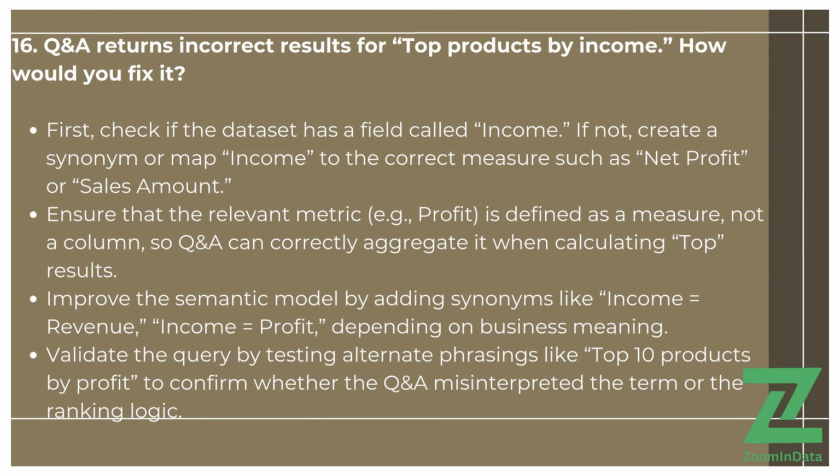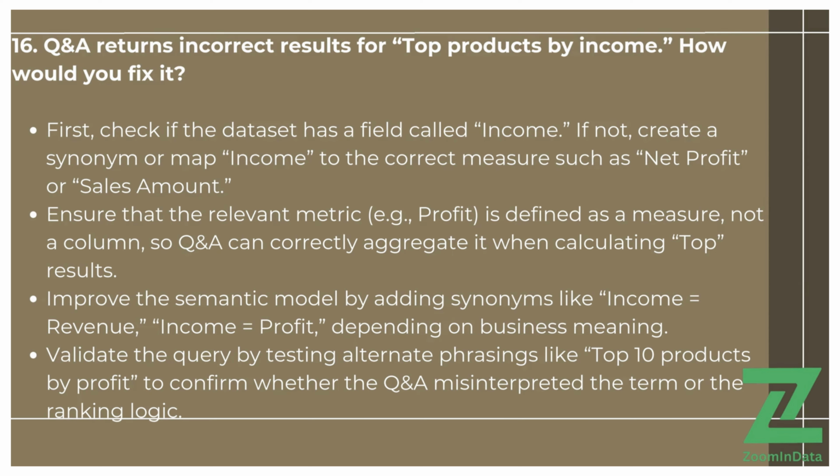16th question. Q&A returns incorrect results for top products by income. How would you fix it? First, check if the dataset has a field called income. If not, create a synonym or map income to the correct measure such as net profit or sales amount. Ensure that the relevant metric, example profit, is defined as a measure, not a column, so Q&A can correctly aggregate it when calculating top results.